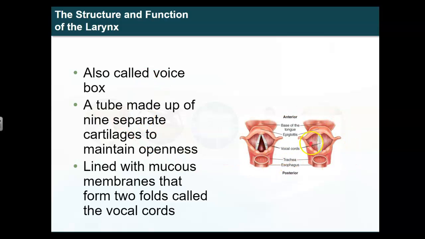So this is the image I was telling you about with the larynx. It's also called the voice box. It's a tube made up of 9 separate cartilages. We just talked about that. It's lined with mucous membranes that form 2 folds called the vocal cords.